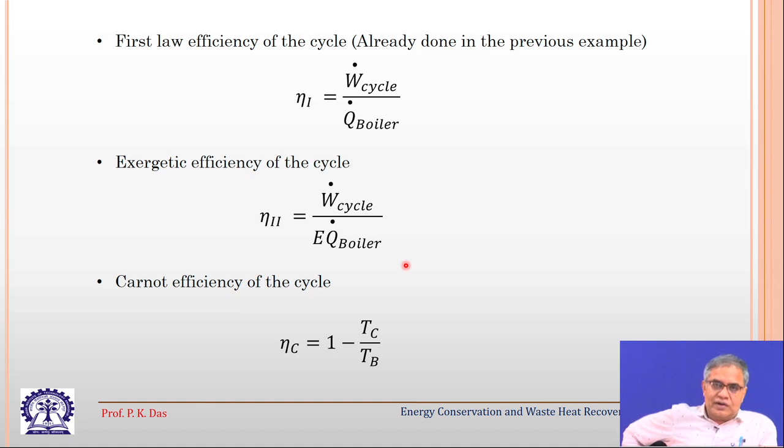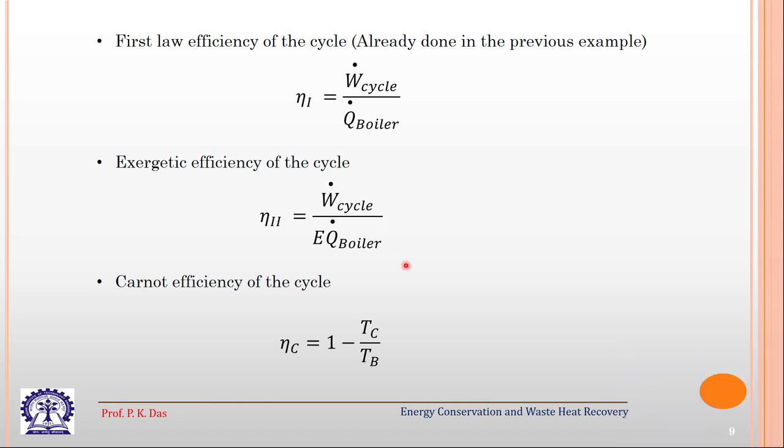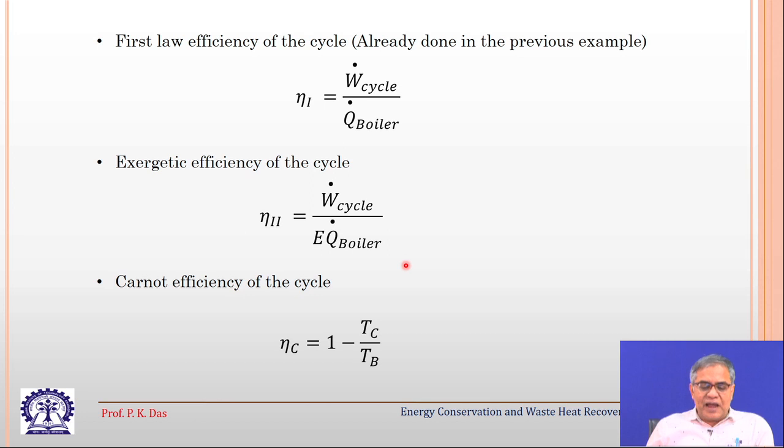W cycle means the net work we are getting from the cycle, and Q boiler is the heat supplied in the boiler. I have not given the value, you can calculate the value as well. Exergetic efficiency of the cycle: this is W dot cycle divided by exergy supplied to the boiler. Again we have calculated the same thing, and we can get the second law efficiency.